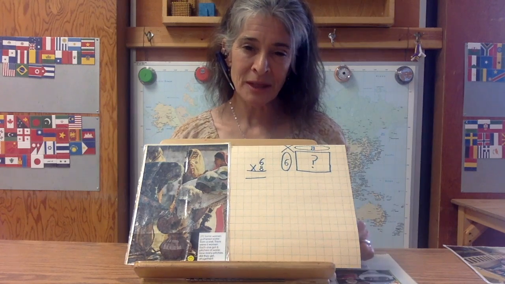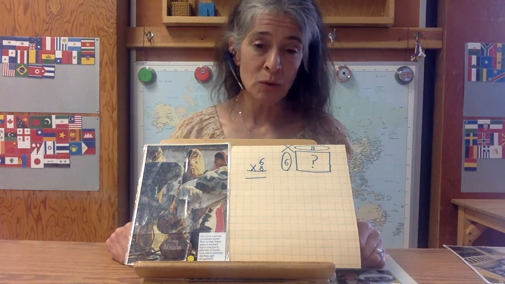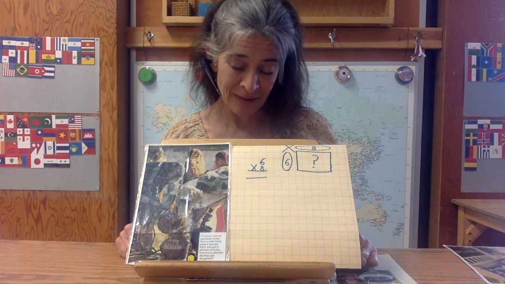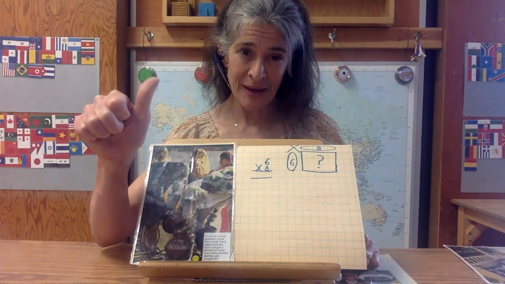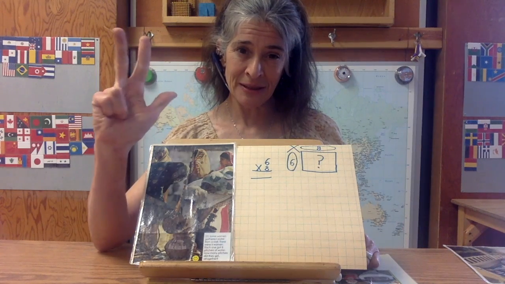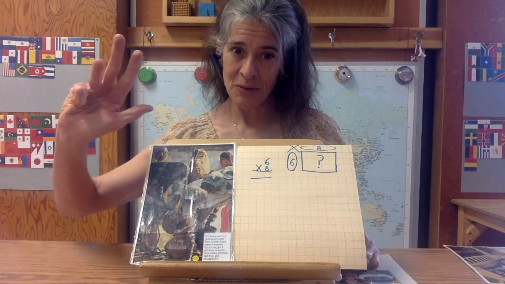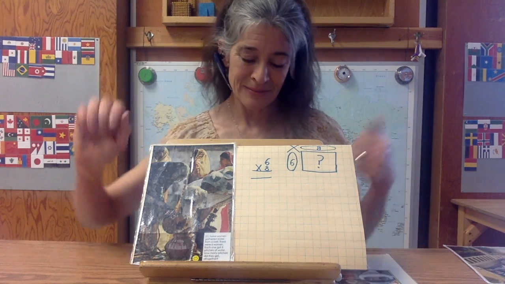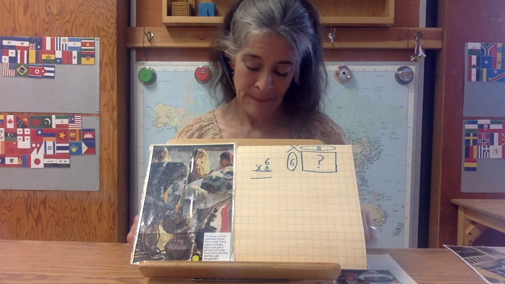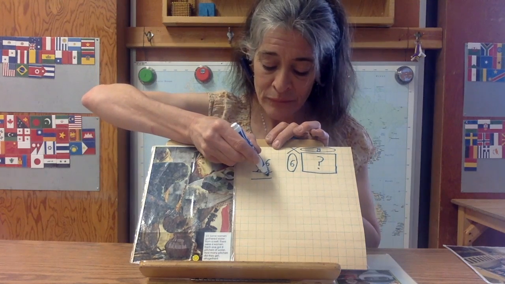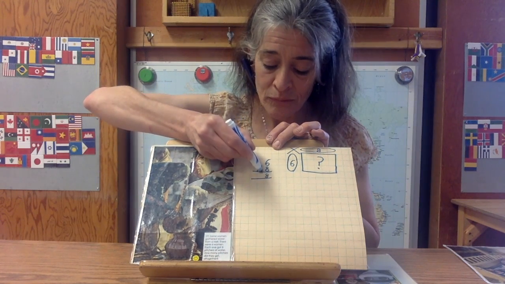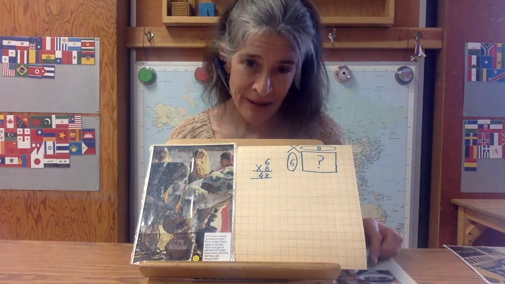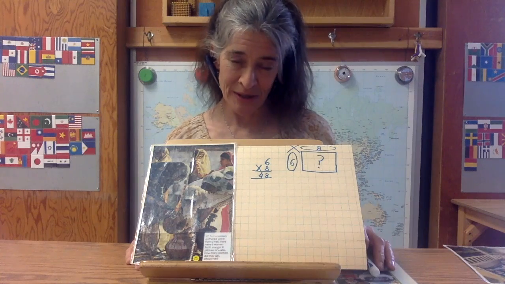Okay. And we can skip count, or we can draw groups of 8. If you know your 8s, go ahead and skip count with me, and we're going to make 6 of them. 8, 16, 24, 32, 40, 48. So altogether the women got 48 pitchers of water.